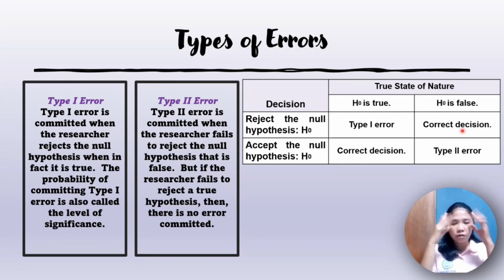the decision is correct. If the null hypothesis is true and it is rejected, the decision is incorrect, then this is a type 1 error. While if the null hypothesis is false and it is accepted, the decision is incorrect, then it is a type 2 error. In an ideal situation, there is no error when we accept the truth and reject what is false.